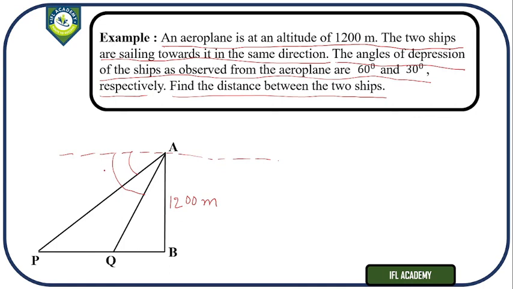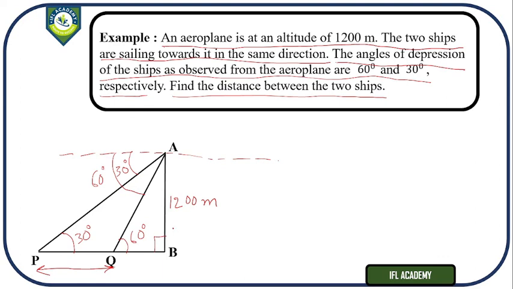Bigger angle is 60°, so this bigger angle will be 60°. Smaller angle is 30°. This smaller angle will be 30°. And we know that alternate angles are equal, so this is 60, so this will be 60°. Alternate angles. This is 30, so this will be 30°. Alternate angles. So what we have to find? We have to find the distance between two ships, that is PQ. PQ we have to find. Okay, this angle will be 90°.